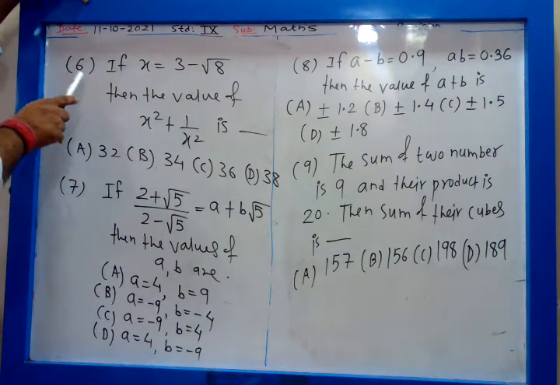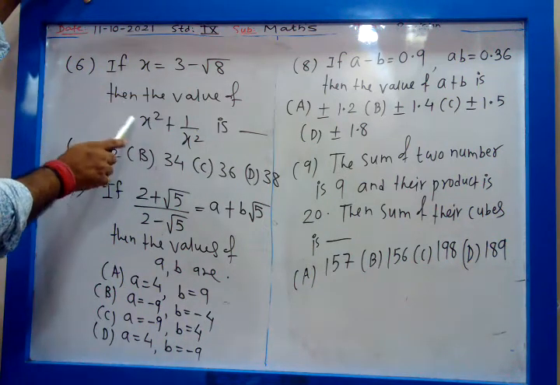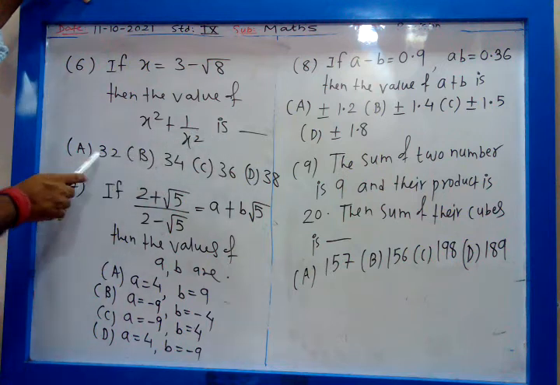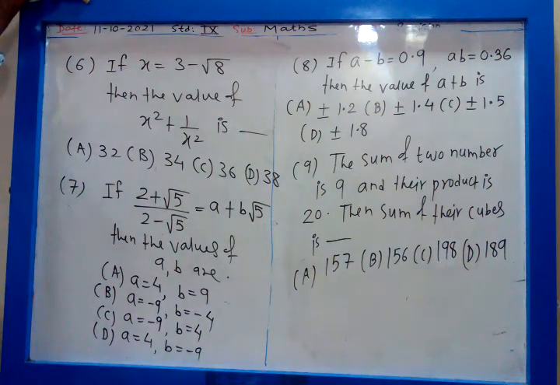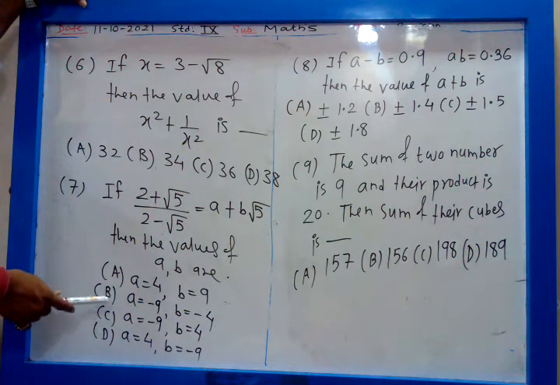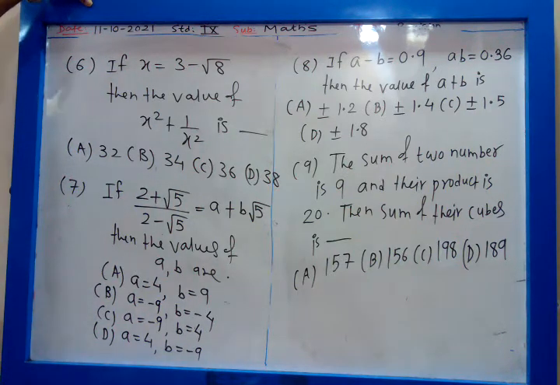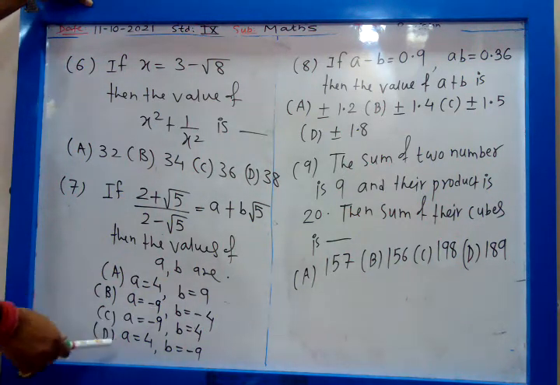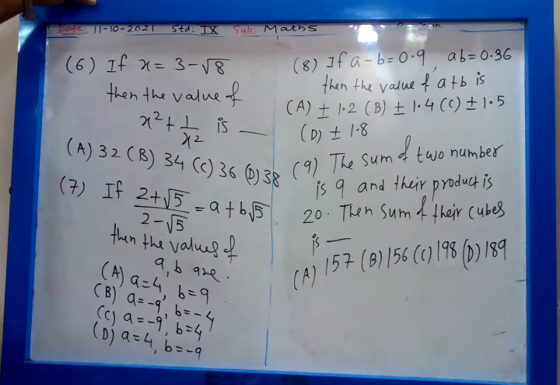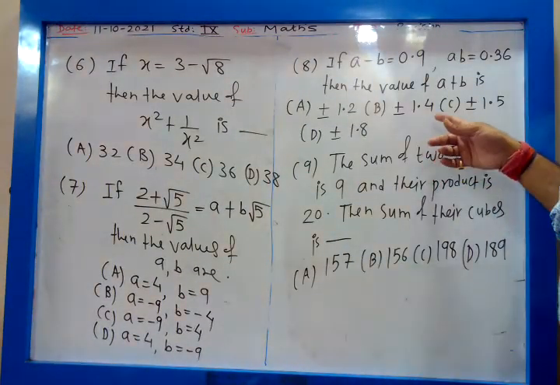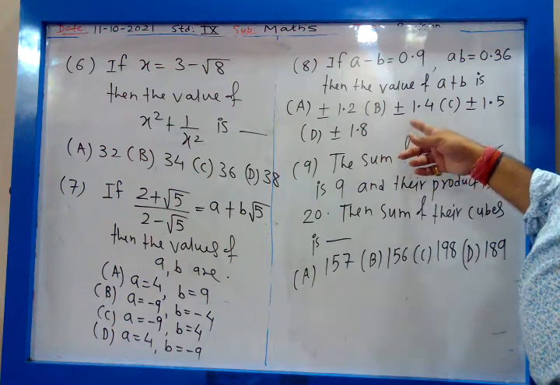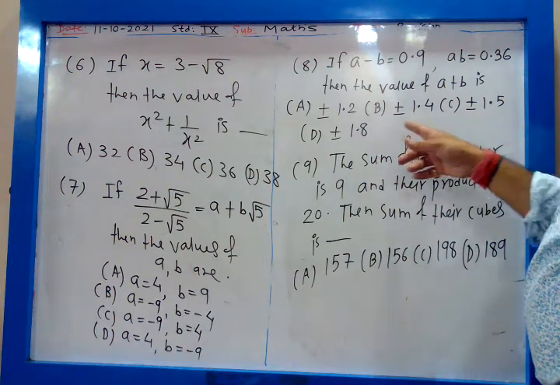Let me read the question. 6. If x is 3 minus root 8, then the value of x square plus 1 upon x square is A 32, B 34, C 36, D 38. 7. If 2 plus root 5 upon 2 minus root 5 is a plus b root 5, then the values of a comma b are: A, a is 4, b is 9; B, a is minus 9, b is minus 4; C, a is minus 9, b is 4; D, a is 4, b is minus 9. 8th question. If a minus b is 0.9, ab is 0.36, then the value of a plus b is plus minus 1.2, plus minus 1.4, plus minus 1.5, plus minus 1.8.